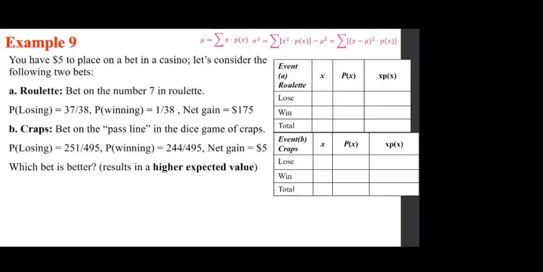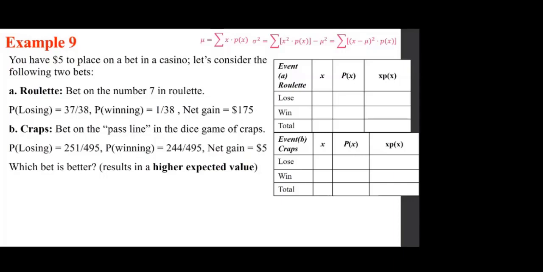You have $5 to place on a bet in a casino. Let's consider the following two bets. A, roulette. Bet on the number 7 in roulette. The probability of losing is 37 over 38. The probability of winning is 1 over 38. The net gain is $175.